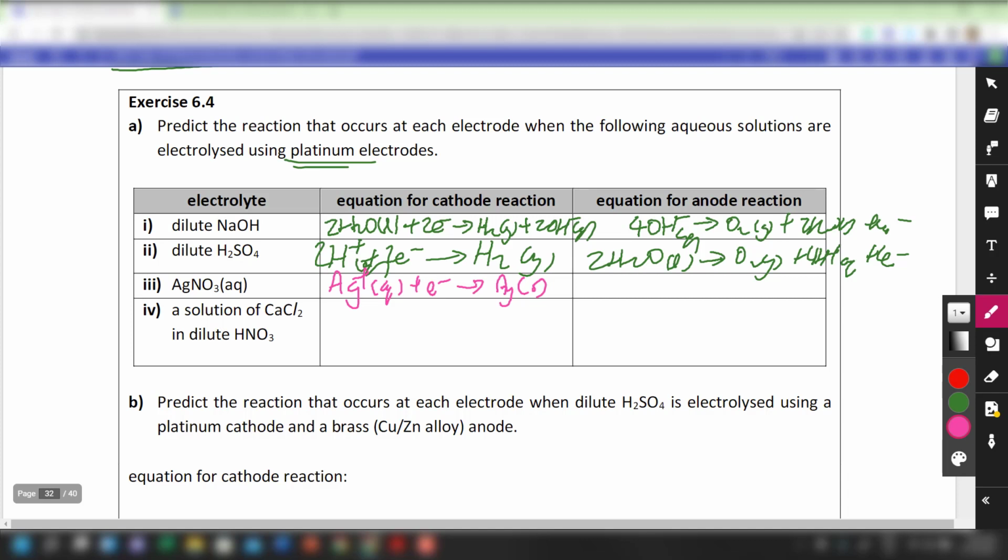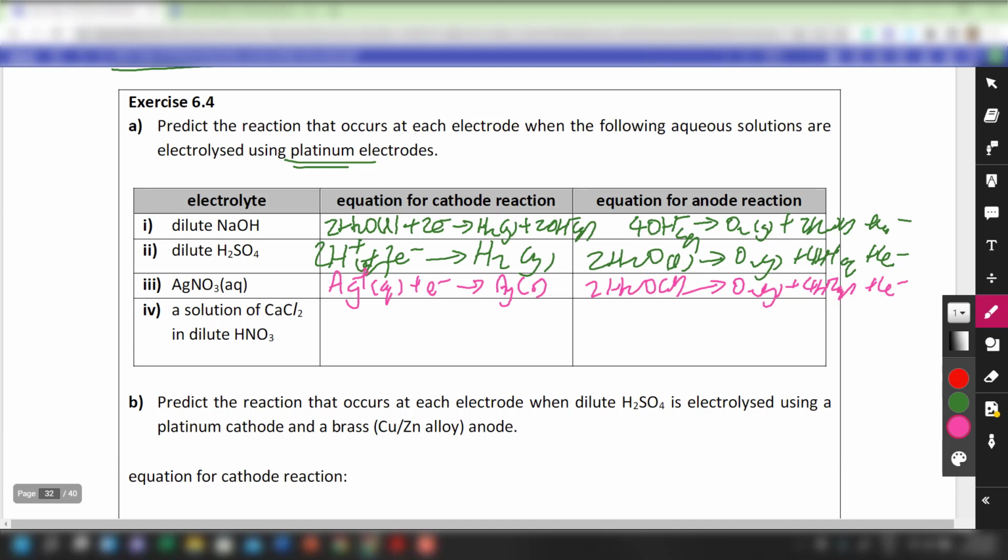So yep, we're going to follow what we have earlier on. So I'm going to expect water to be oxidized to give us oxygen, H+ aqueous, and 4 electrons. Okay, so what about a solution of calcium chloride in dilute nitric acid?